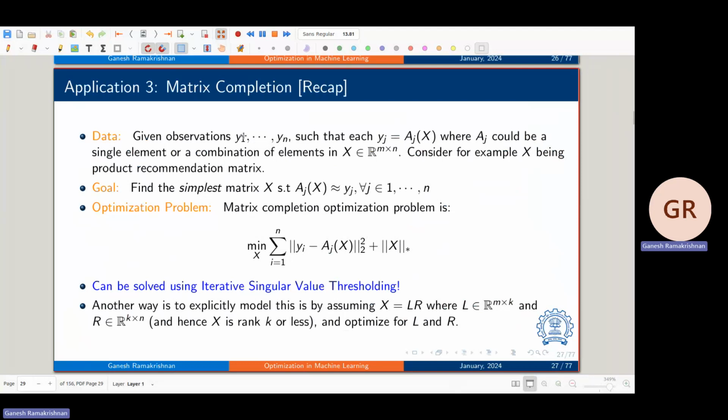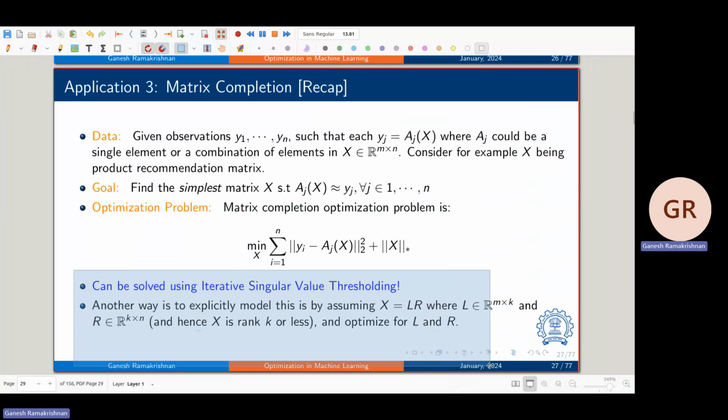So given observations y1, ..., yn such that each yj is a_j x, where a_j is, for example, the cost of an element, so a single element or a combination of elements. We saw that you can actually solve this using iterative singular value thresholding. This is what we saw for matrix completion.